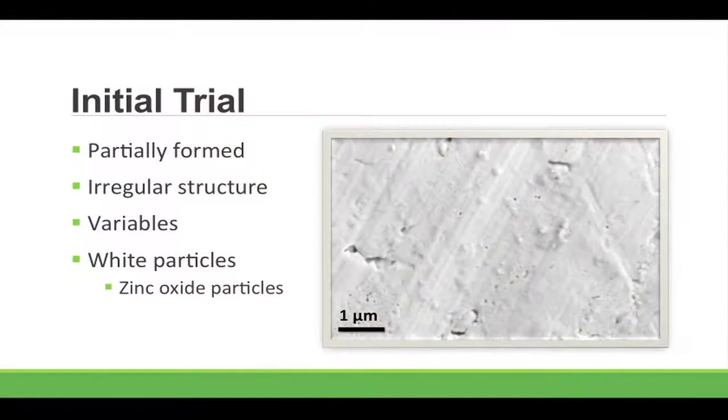Moving on to results. So for our initial trial, we reacted very low concentrations of both urea and zinc nitrate hexahydrate at a relatively low temperature of 60 degrees Celsius. We did not synthesize the hexagonal nanorods that are characteristic of zinc oxide nanostructures. Rather, they were partially formed with a regular structure, as you can see here.